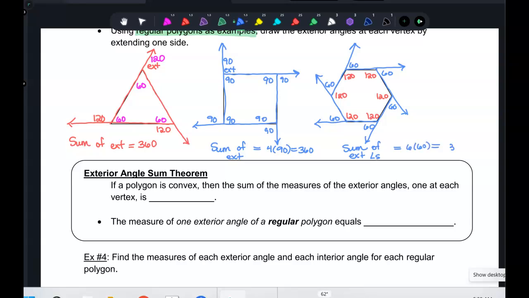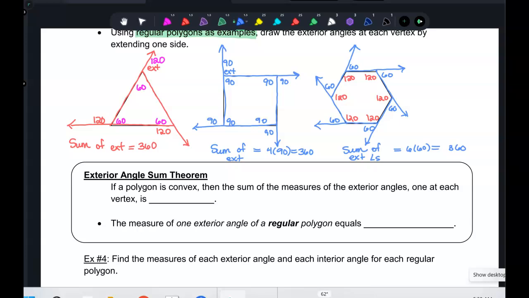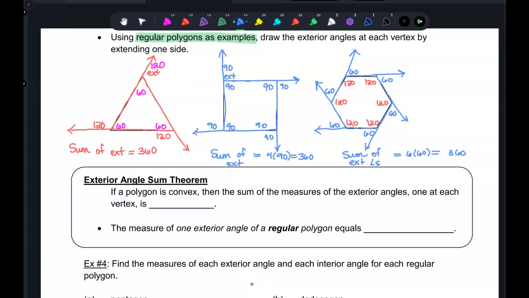Only if it's a regular polygon. I'm using a regular polygon for our example. That's what I just used, regular polygons, so we could examine each of these. What I want you to notice is with all 3 of these, we added more and more sides, but the exterior angles all added up to 360.